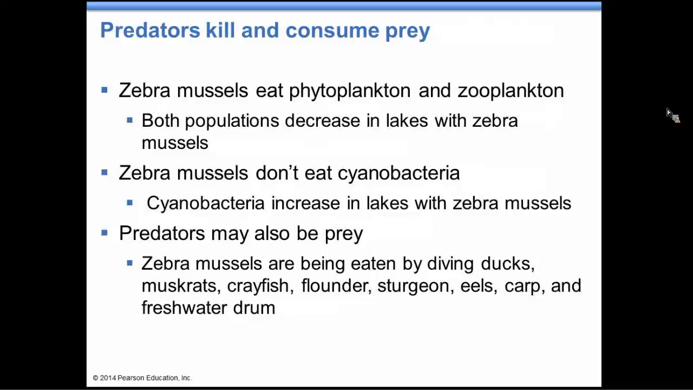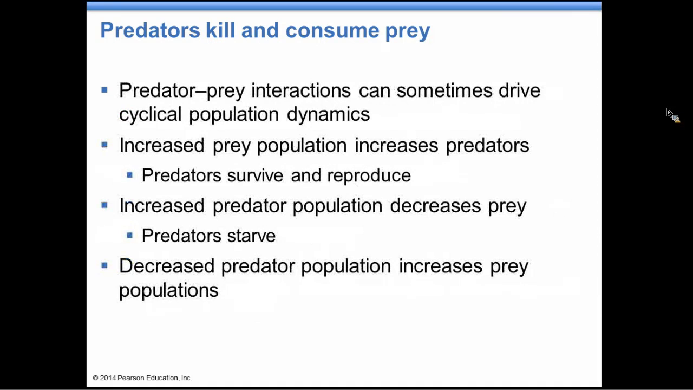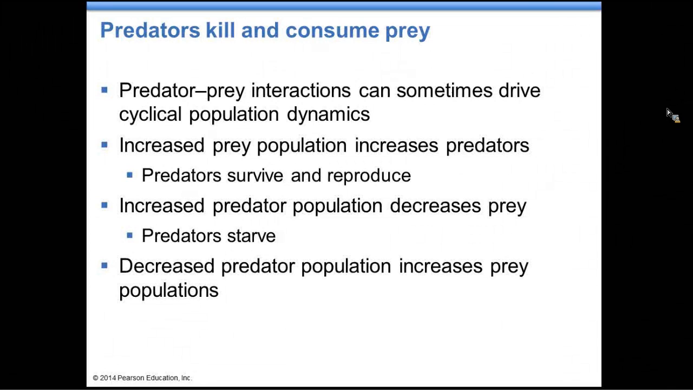So here's an example. Zebra mussels eat the phytoplankton and the zooplankton. Both of these populations will decrease in any lake with zebra mussels. However, zebra mussels won't eat cyanobacteria, so these cyanobacteria will increase. And this is just an example of how predation can control an ecosystem. However, predators can also be prey. The zebra mussels, while they do prey on zooplankton and phytoplankton, are eaten by diving ducks and various other aquatic animals.